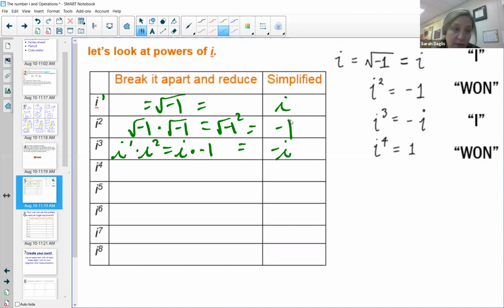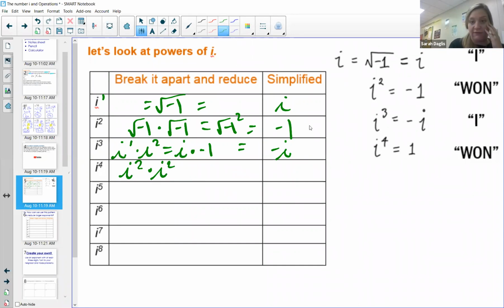All right, i to the 4th. Again, I'm going to break it apart using my exponents. So we could do i to the 1st times i cubed, or we could do i squared times i squared. Either one of these is going to work out for us. I'm going to use i squared twice. I'm going to break apart 4 to be 2 and 2.